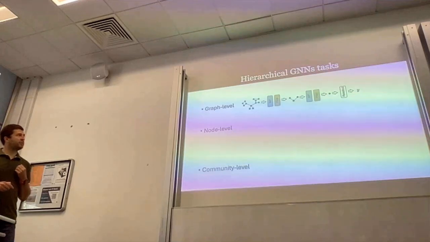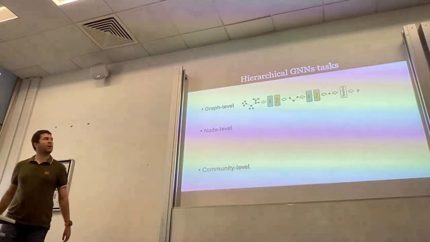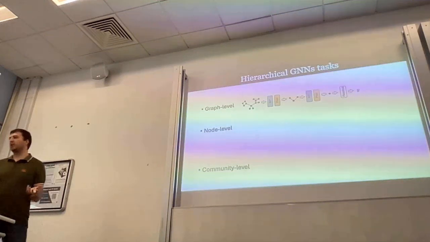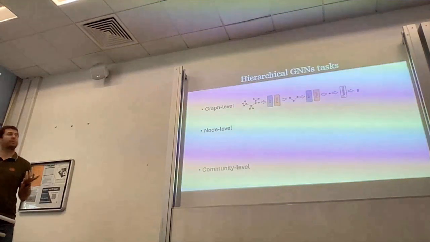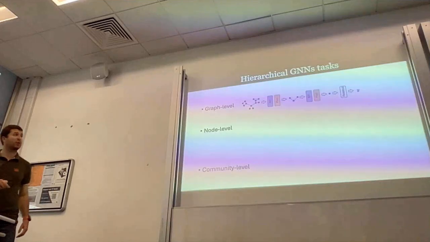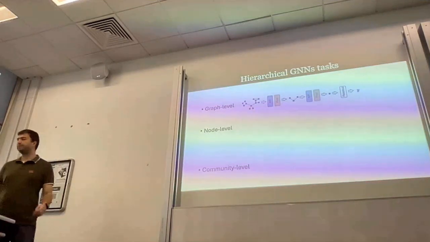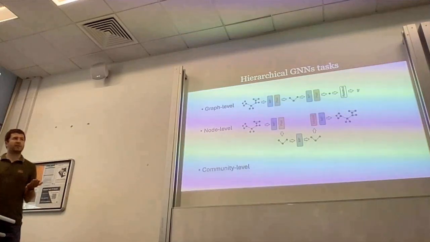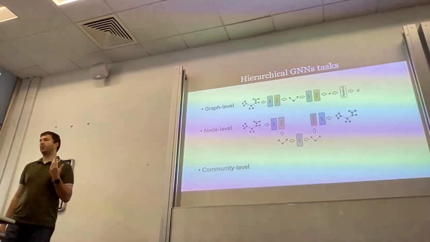Basically, we alternate message passing and pooling several times until at the end we manage to collapse everything into a single node or a single vector representation that we then present to a readout, which gives us the class of the graph. But we can use pooling also for doing node-level tasks such as node classification or node regression.